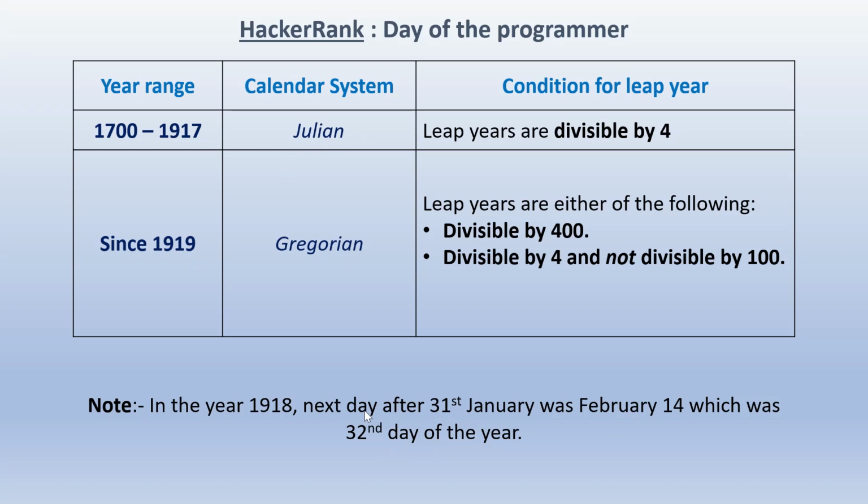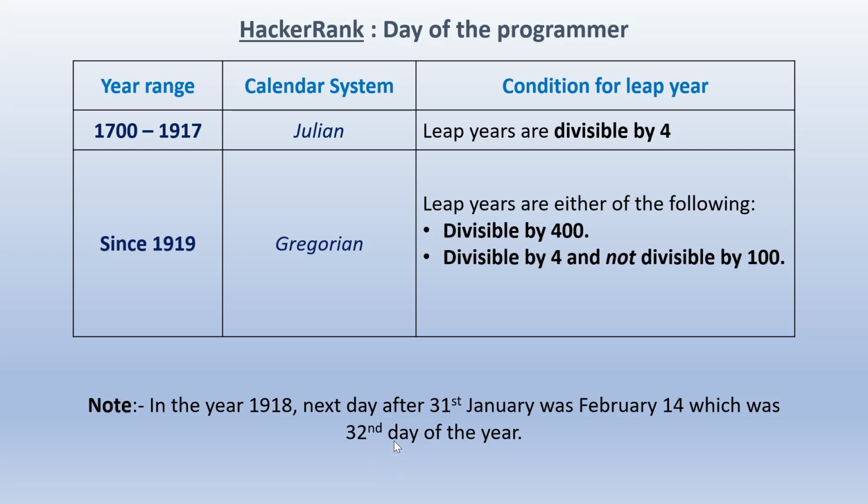Now to find the 256th day of the year, we will have to consider the month of February, which has a variable number of days in every year. Also, because of this 32nd day being 14th February, we are left with 13 days less in this year 1918. So for calculating the 256th day of the year for 1918, we will be keeping an account of those 13 days which were not considered because of this transition.